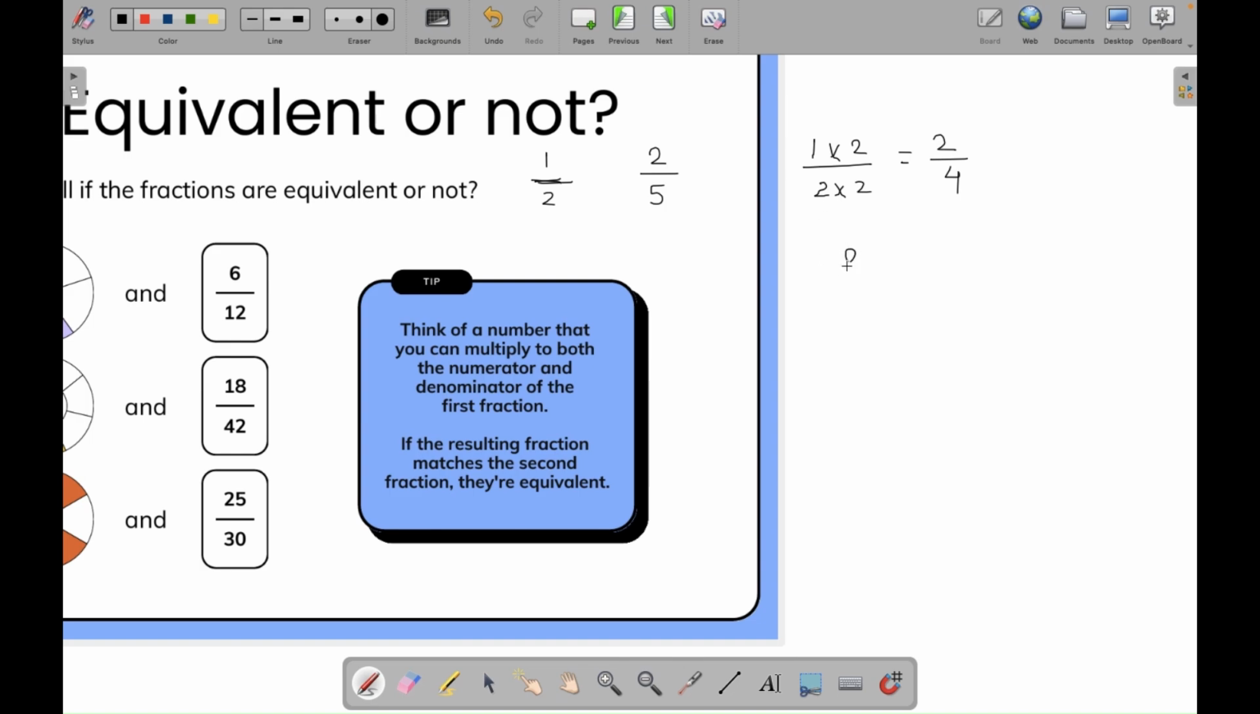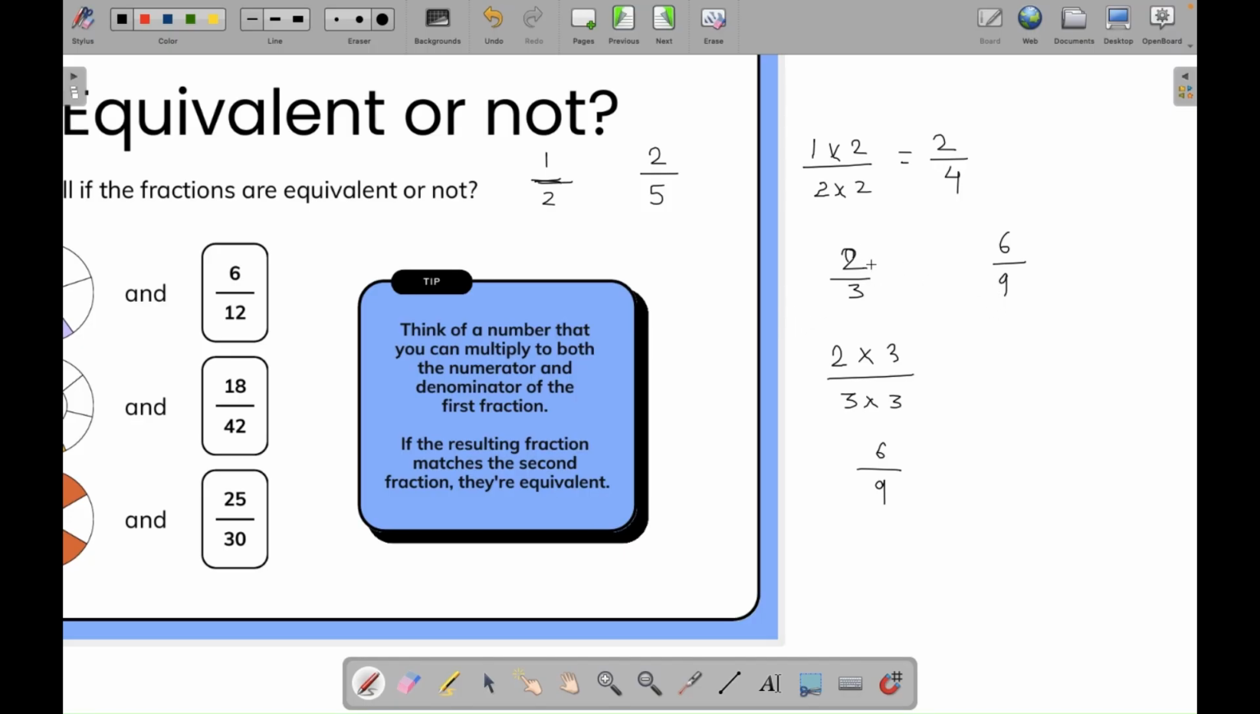Okay, another example, we can see 2 upon 3 and then 6 upon 9. We need to check whether they are equivalent or not. Again, we try to find a number by which I should multiply the numerator or the denominator. So 2 and 6. If I multiply 2 with 3, I'll get 6. So I multiply both the numerator and denominator by 3. So 2 times 3 and 3 times 3. I'll get 6 in the numerator and 9 in the denominator. So 6 by 9 and 6 by 9, they are the same, which means these two are equivalent fractions.